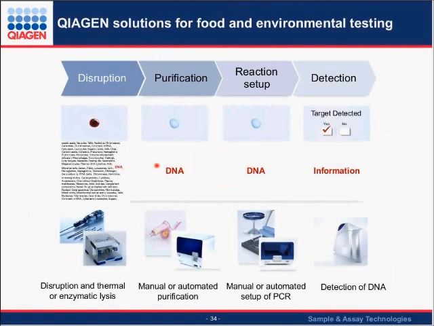So, again, the workflows for our food and environmental testing, we have disruption, and this disruption can be lysis, depending on your sample. For a bacterial culture, it will be lysis of the culture. For a food sample, it will be taking the food and homogenizing it as a first step in the purification.